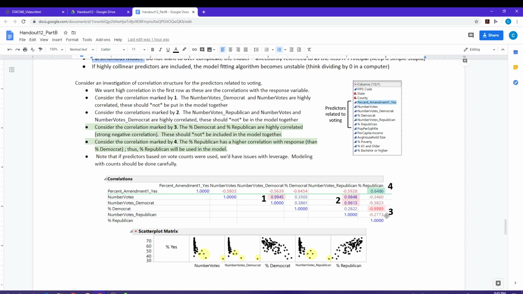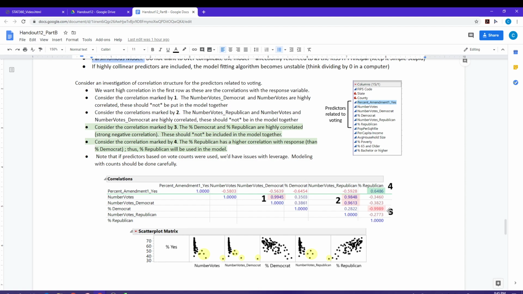Now, correlation number 3 here says you don't want to use both of those because both of those are correlated to one another. In fact, they're very, very strongly negatively correlated. In other words, as the number of votes for Democrats in a county goes up, it's going to go down for Republicans in that same county. They're working in opposite directions. So those are going to be negatively correlated with each other, and it's going to be quite strong.